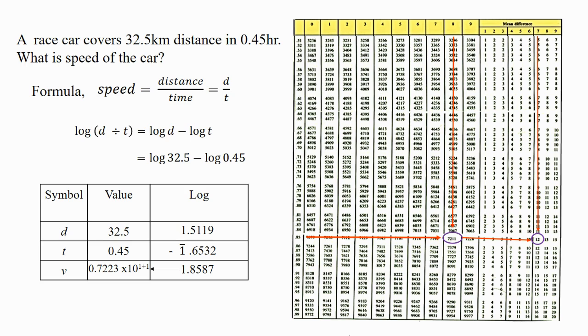0.7223. Now the characteristic is represented as a power of 10, which is 10 raised to 1. Into that I need to add 1. So the value is 0.7223 into 10 raised to 2. When I multiply it with 10 raised to 2, the given value will be 72.23. So the speed of the car is 72.23 kilometers per hour.